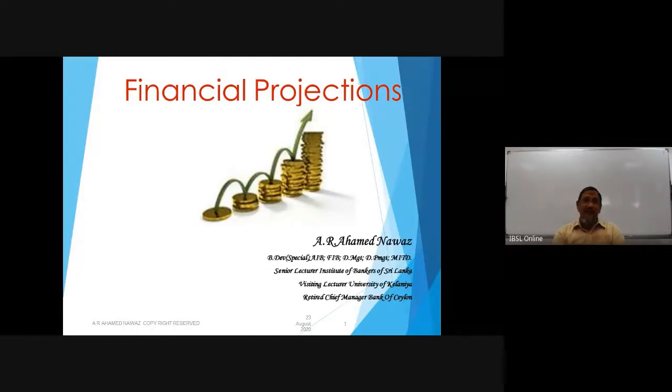Secondly, the environmental factors, PESTEL analysis: political, economic, social, technology, environment, and legal. These are six basic areas which affect a business. The political decisions, you may have come across these days. Social problems, say COVID-19, and how it is affecting the business.